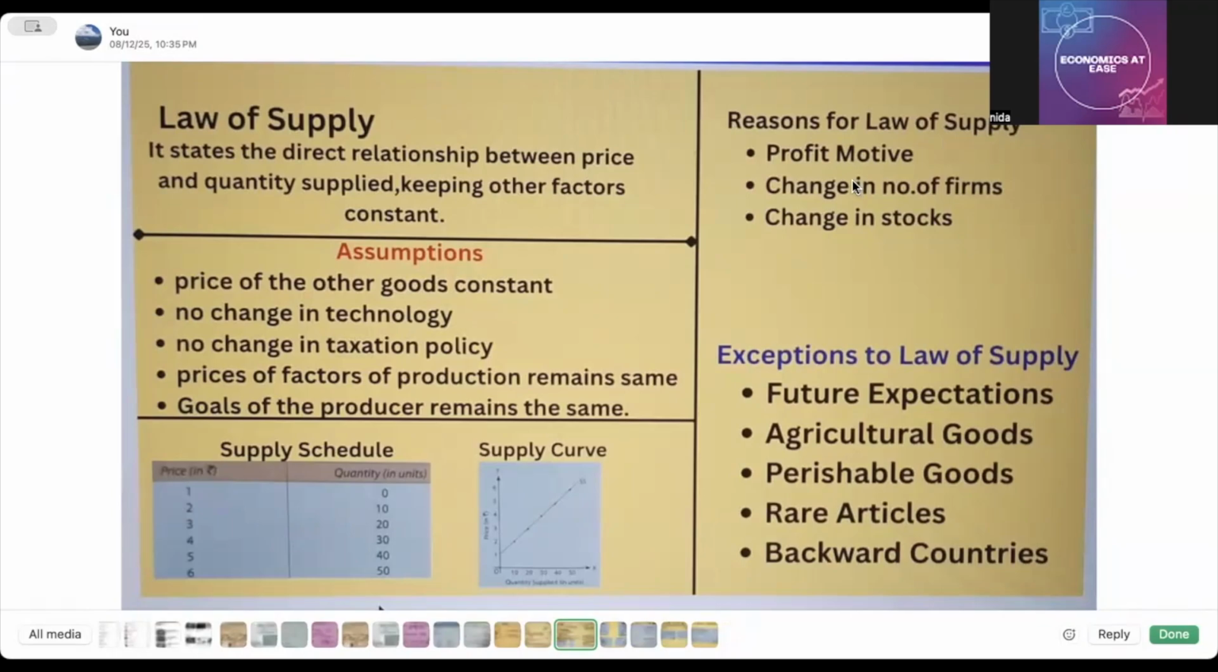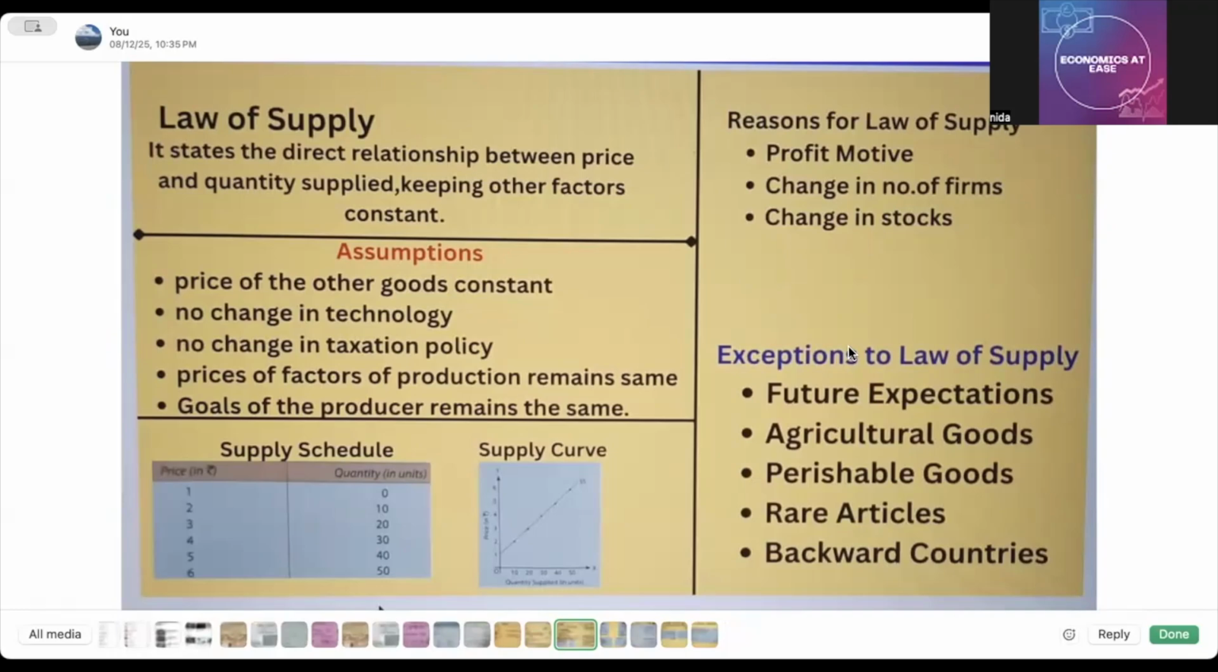Then reasons for the law of supply. The first and most important reason is profit motive. Okay. Then change in number of firms. As the number of firms changes, the supply also changes. Then change in stocks. When the price of a good increases, the sellers are ready to supply more goods from their stocks. Okay.